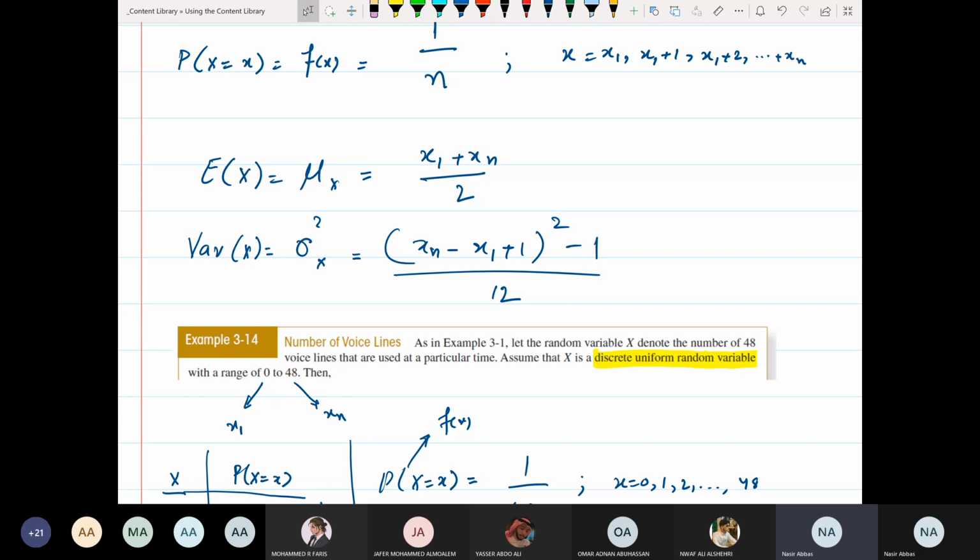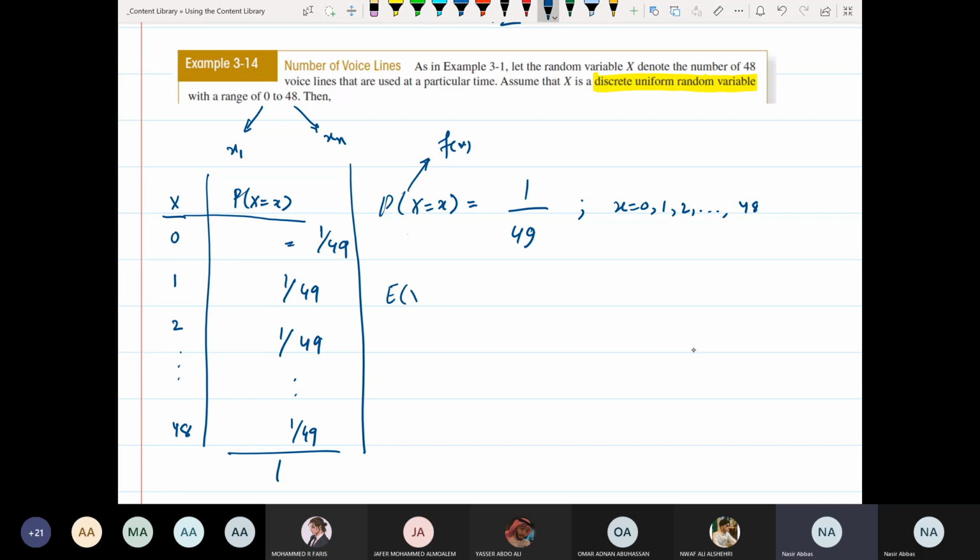So what if I ask you to give me the mean of x? There is one way: you go by the definition. That is, you multiply x with f of x, then you take the sum of that column. That will give you the same answer. The one I'm going to use is the shortcut here, which is x1 plus xn over 2. So that will be 0 plus 48 over 2. The mean is 24. Even if you go that way, you'll get the same answer.